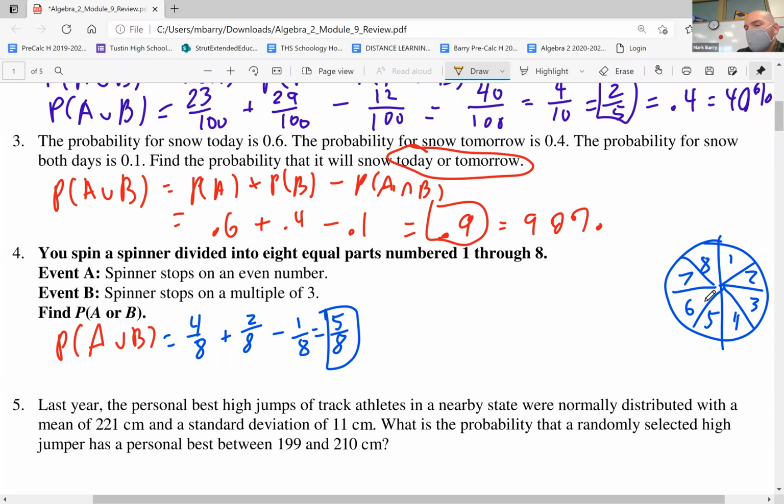Alternatively, a different way to do this is to go through the spinner and just circle all the numbers that are either one of these, if they're an even number or they're a multiple of 3. So I would just circle all the even numbers. I would circle all the multiples of 3. I would see that after I circled 3, 6 is already circled, so I don't need to circle that again. So how many orange circles do I have in there? I have 5 out of a total of 8. So you could have just used that logic instead and still gotten the 5 out of 8 answer.